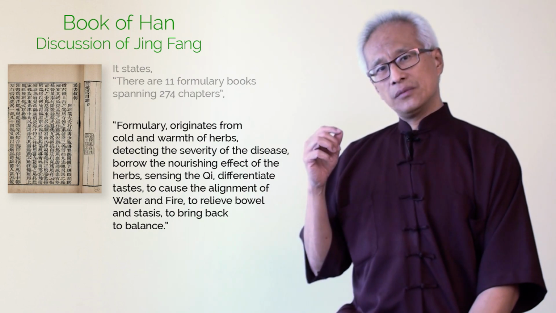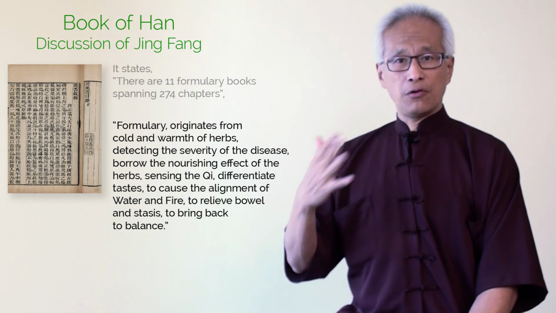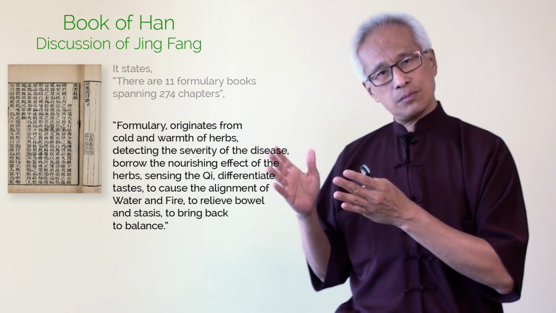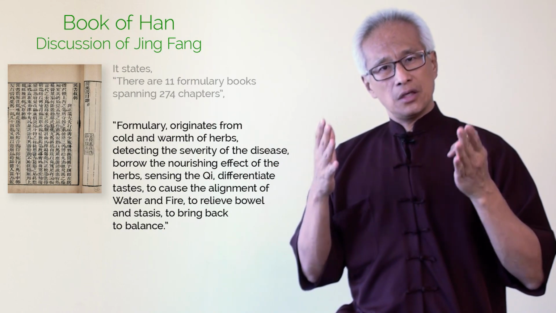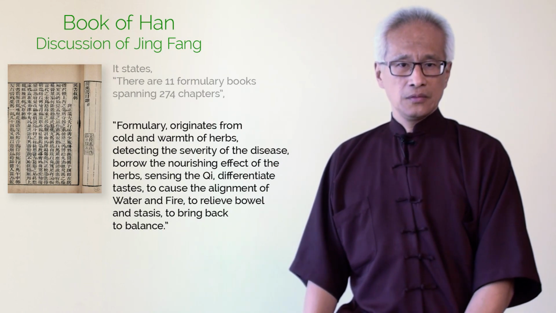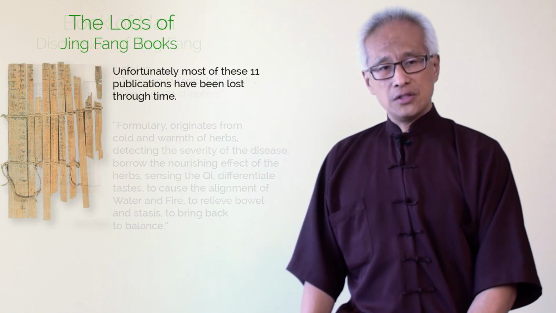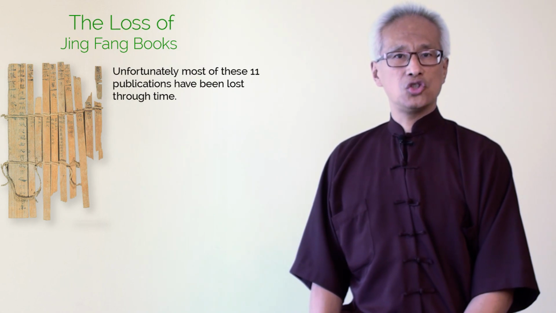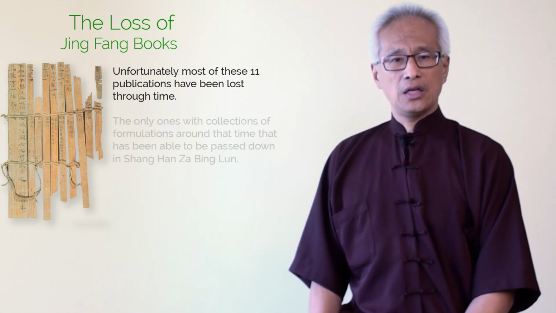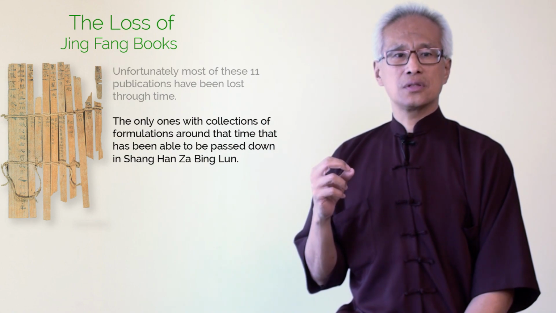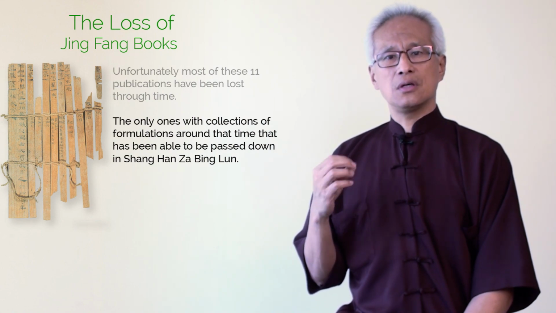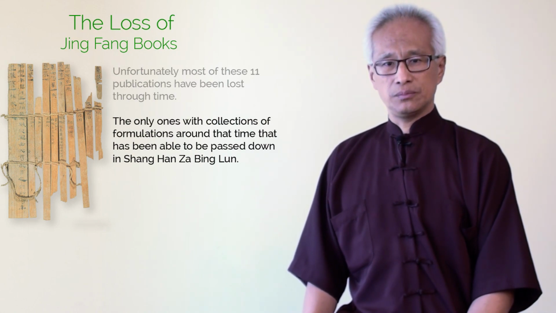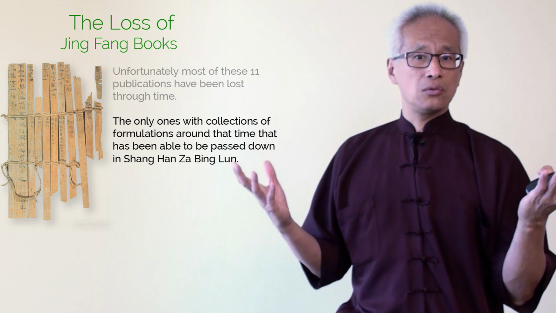So in some ways, in the early statement of what herbal formulations do, it already says about not only treating diseases, but really bringing our body back into some sort of balance. Now, there's a lot of loss of these Jingfang books. Unfortunately, it states that most of these 11 publications have been lost through time. And the only one with collections of formulas around that time that has been able to pass down was Shanghan Zabing Lun. And amazingly, it's a good one.